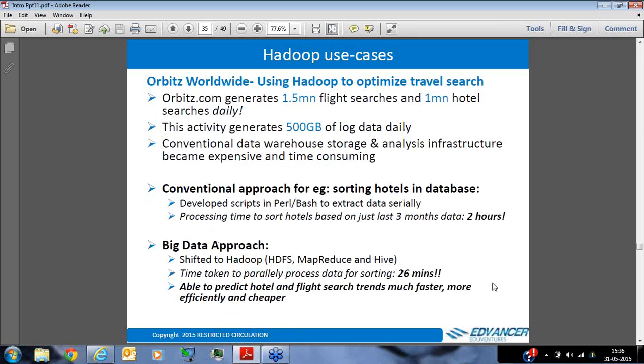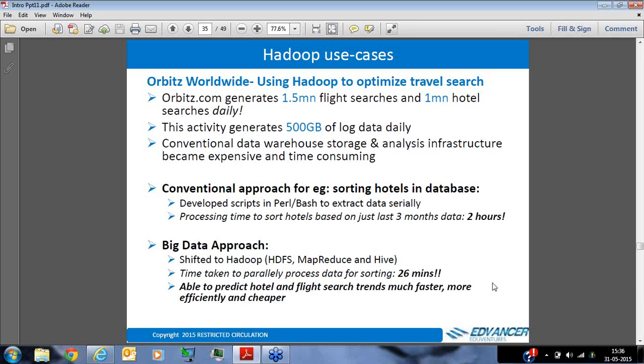Here's another use case, that of Orbits Worldwide. Orbits Worldwide is a travel agency, I mean, online travel portal. What was happening on orbits.com was that it was generating 1.5 million flight searches daily, 1 million hotel searches daily. Now, this activity used to generate 500 GB of web logs. So, people coming on their site, browsing around, searching, etc., used to create all these log data of 500 GB.